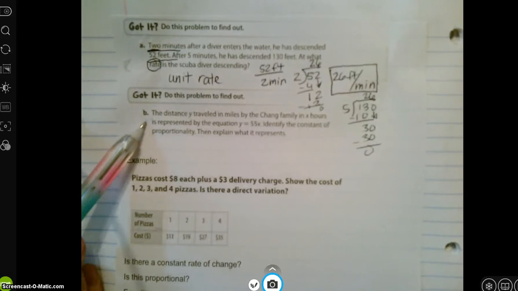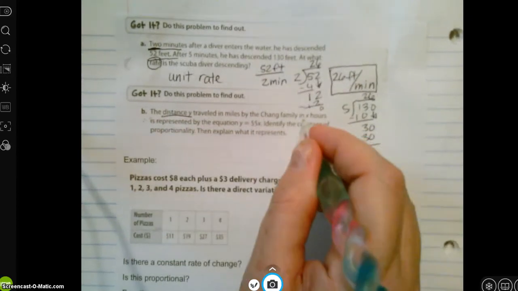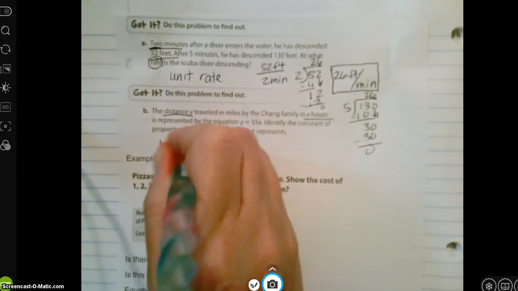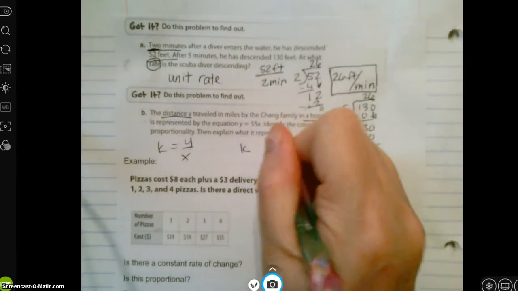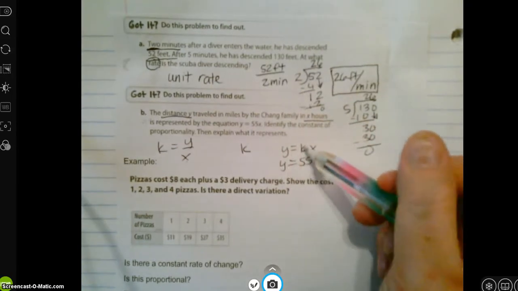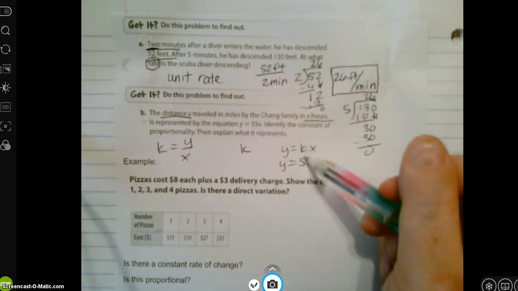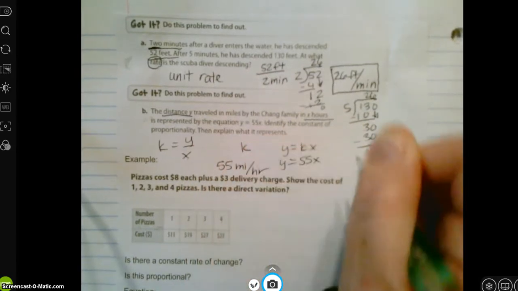Okay, so on letter B, it says the distance y traveled in miles by the Chang family in x hours is represented by the equation y equals 55x. Identify the constant of proportionality and explain what it represents. Okay, so it says distance y and then x hours, and again we talked about that, remember? K equals y over x, and we said time is almost always on bottom. Okay, so we're at the constant of proportionality. Well, remember, constant of proportionality is k. Y equals kx, y equals 55x. So guess what my constant of proportionality is? 55. What does that represent? Well, it represents miles per hour. Miles over hours. Okay?